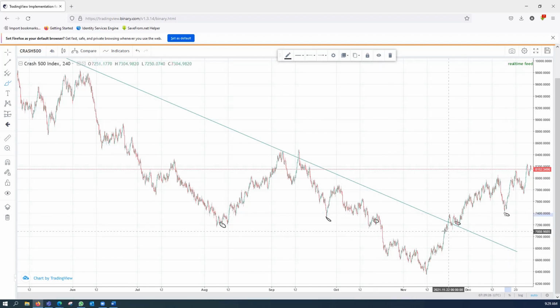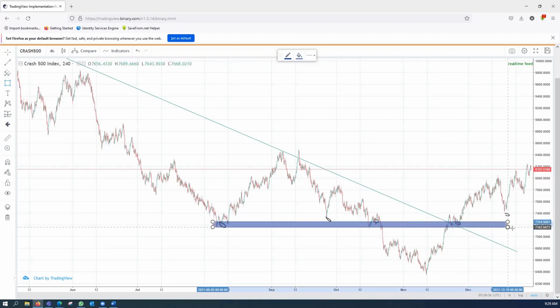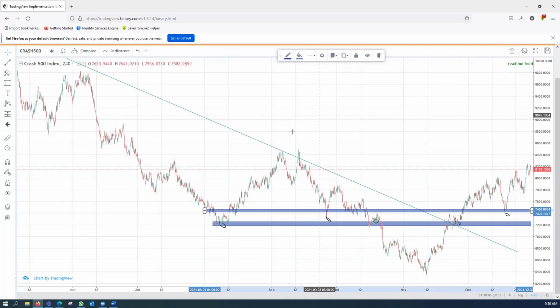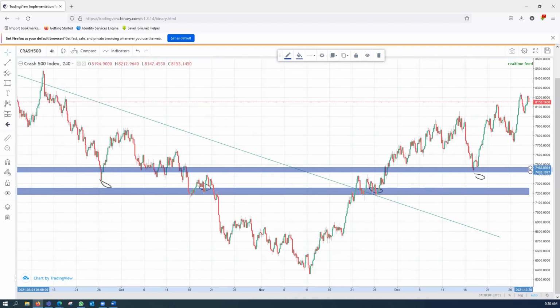The market reacted here as well as here. So what we're going to do now is draw our support, which is going to be here. And we're also going to draw another one, because the market reacted also on this level. If you look, it reacted here, and there's also quite a lot of reaction here as well as here. So looking at this, what do we see?